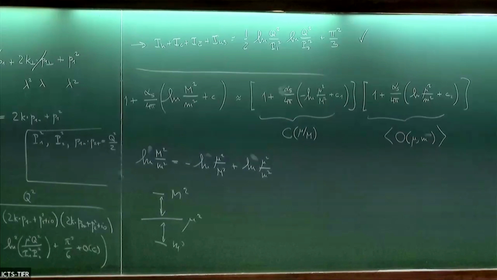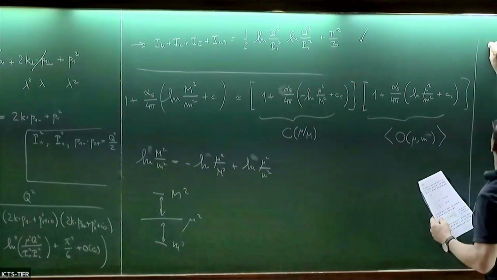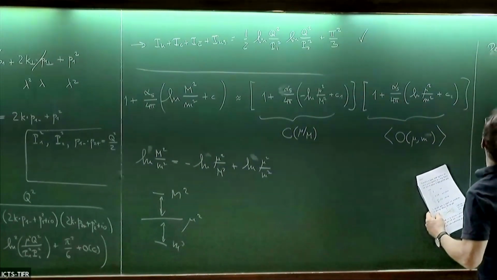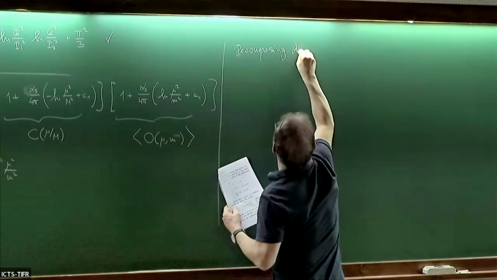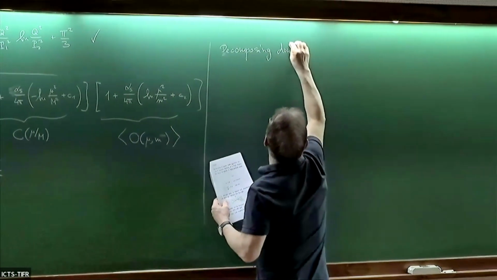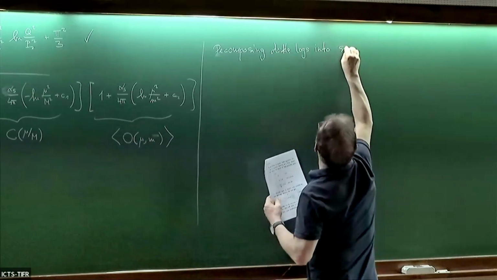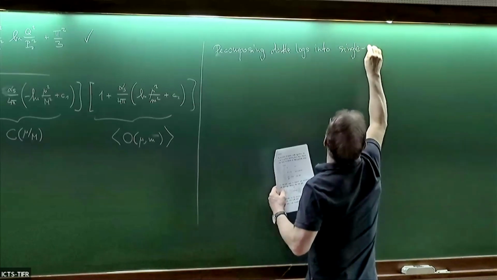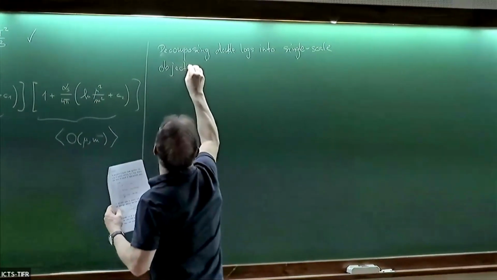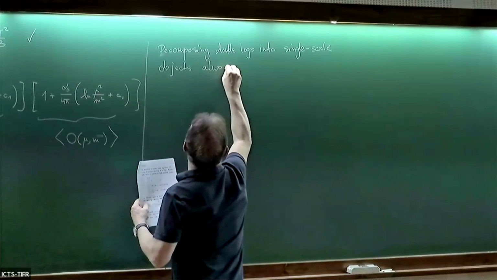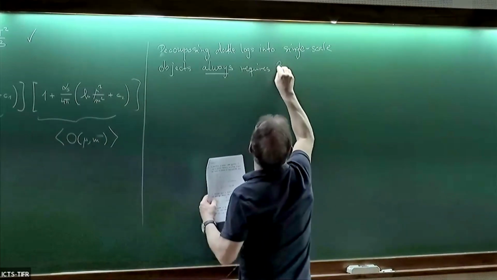This is completely true. If you want to decompose double logs into single scale objects always requires three scales. Three correlated scales.